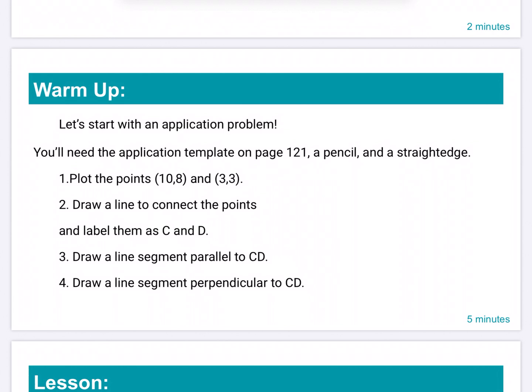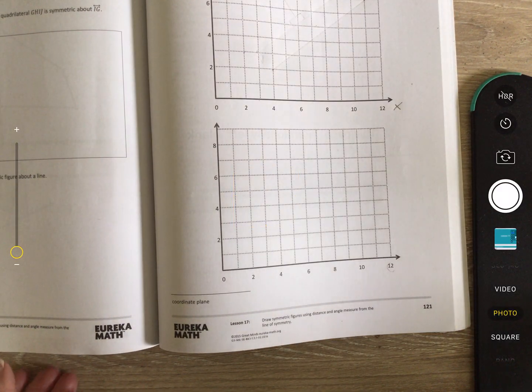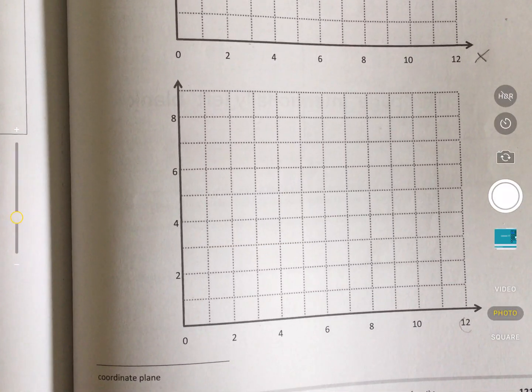Okay, so for our warm-up, let's start with an application problem. You are going to need your application template, which is on page 121 in your math book. And if you don't have your math book, your parents can get that online for you. And then you'll need a pencil and a straight edge. The straight edge could be a ruler, which I highly recommend if you have one. If you don't, don't worry. You can just use anything that'll help you draw a straight line, like the side of a book or something like that.